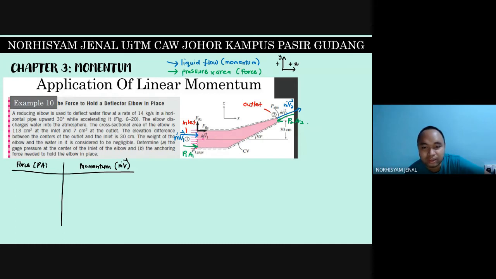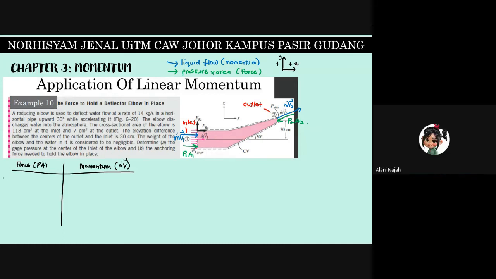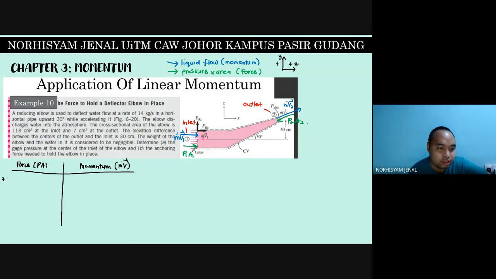So P1A1 is to the right, correct? Yes. So we add plus P1, oh sorry, before we do that, I need to define what I'm doing right now is summation of force in the x direction equals to 0. Going to the right is positive. So we go and find the x direction first. So P1A1 to the right. So positive P1A1. All right.